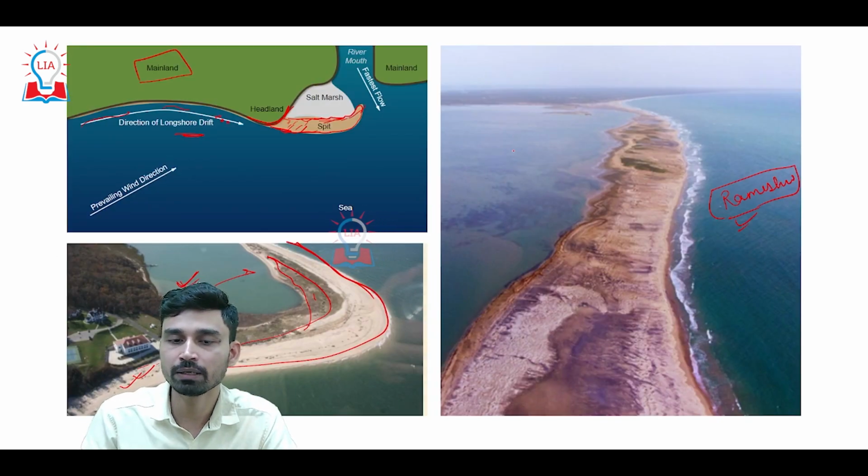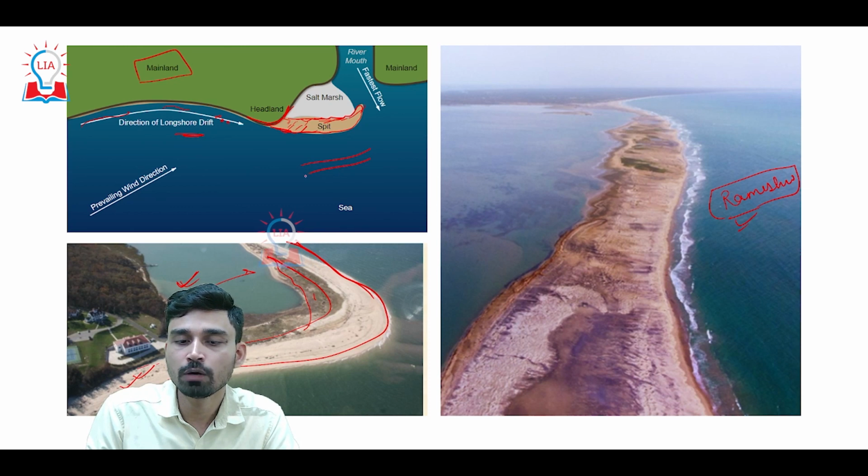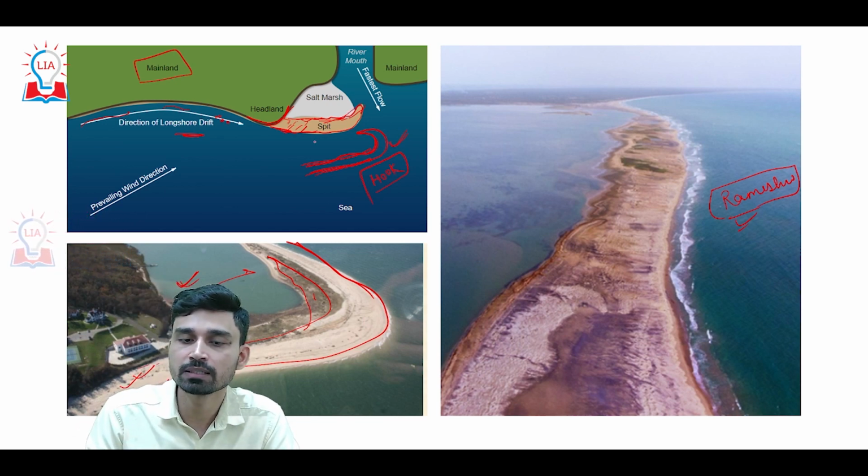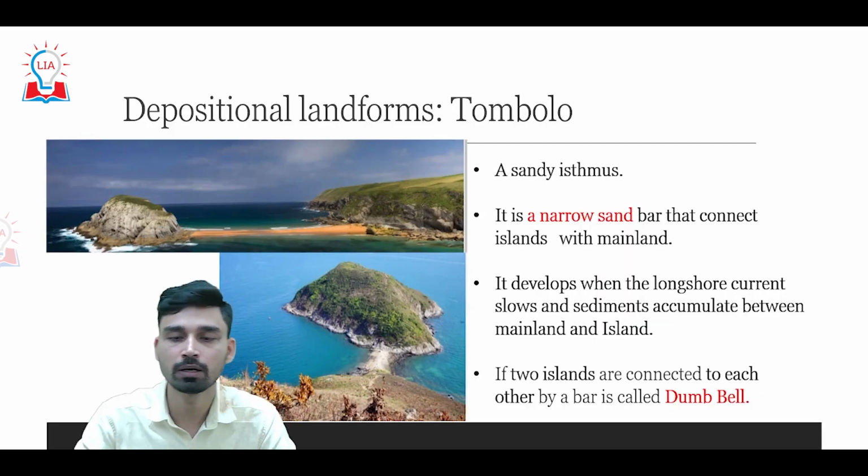Now, sometimes this spit cannot be a straight feature, but sometimes it gets curved significantly. And when we have a sudden curve in the spit, it resembles the shape of a hook, and thus such spits are also called hooks. So the straighter spits are called spits, while the curved spits are called hooks.